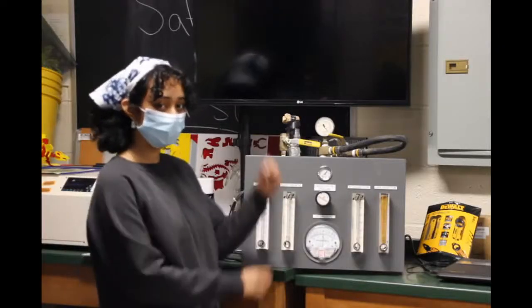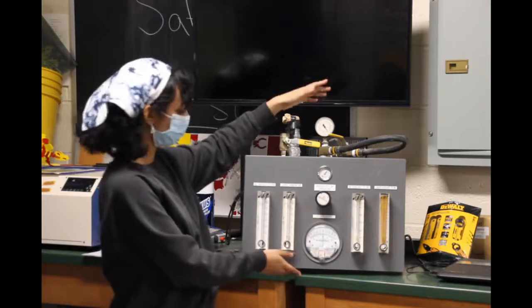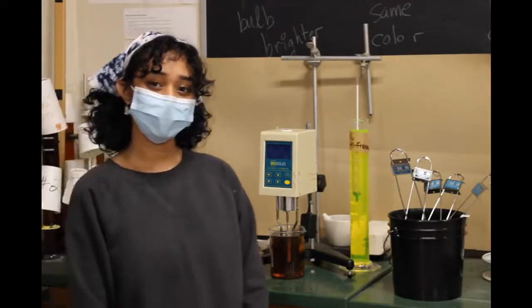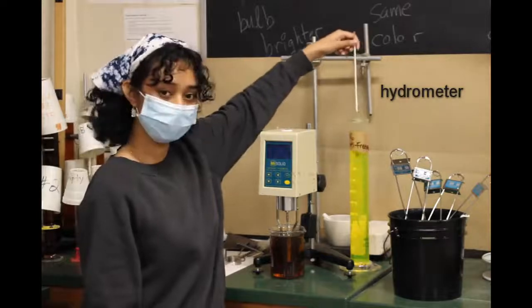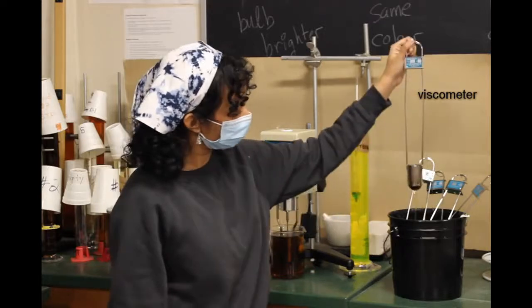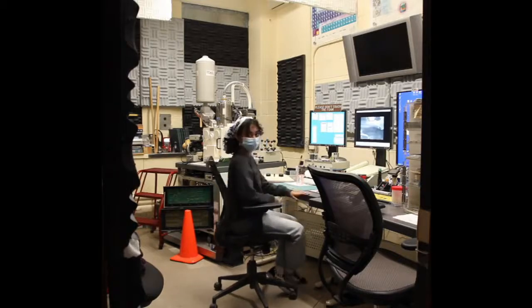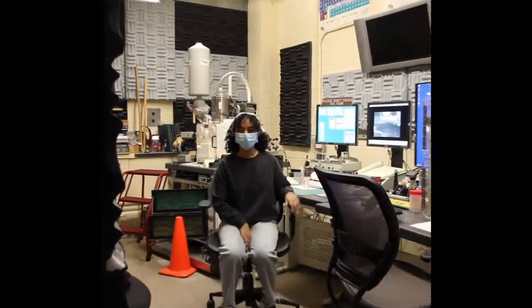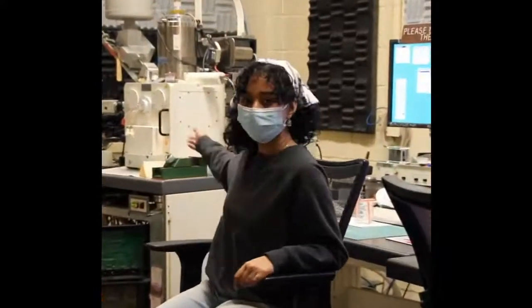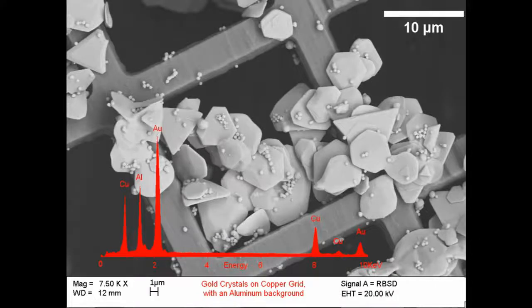We also measured the pressure and flow of liquids, gases, air, and vacuum. We measured the density of many liquids with hydrometers, and the viscosity with a digital viscometer and manual viscometers. We even used an electron microscope to see very small materials and determine their elements. These are gold crystals on a copper grid with an aluminum background.